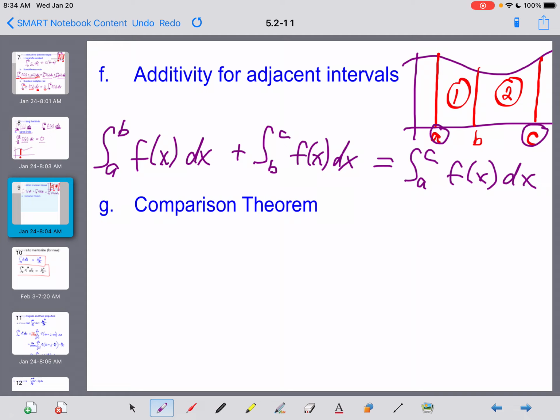And the comparison theorem is just a little bit weird, not real high on the usefulness scale. But because it's a theorem, we tend to write it in if-then form, guys.